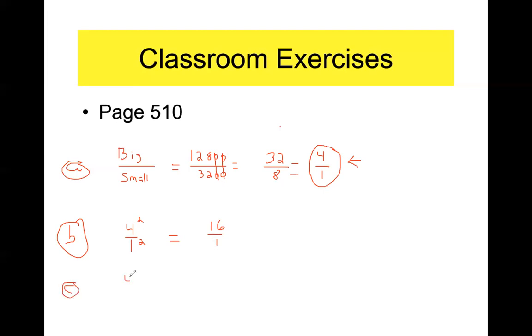And then part C says their volumes. Theorem 1211 says take the scale factor and simply cube both the top and the bottom. So we cube top and the bottom. See, 4 times 4 is 16 times another 4 is 64. So we get 64/1. And that's it. That's number 5.